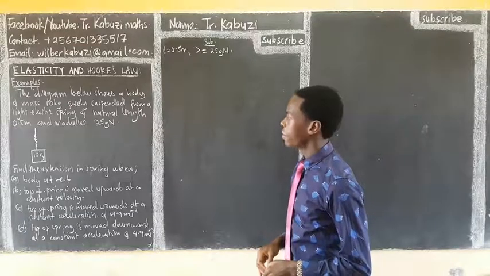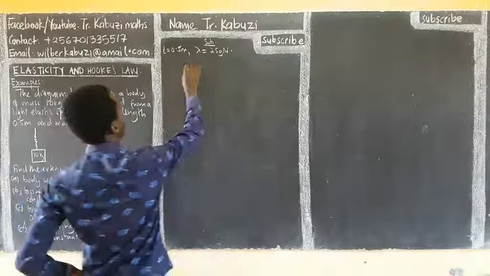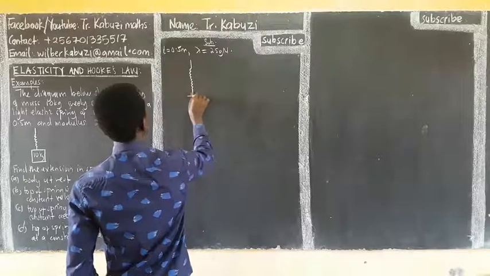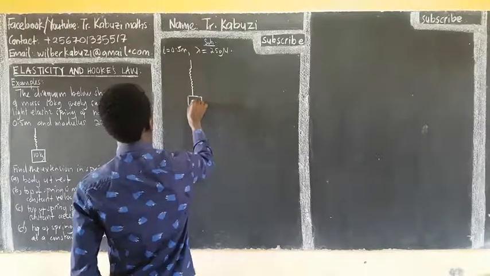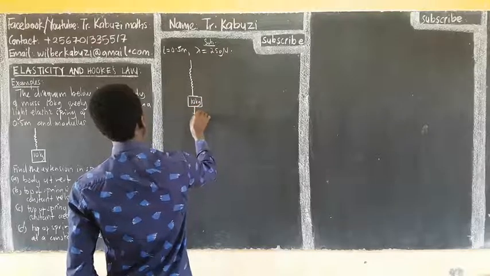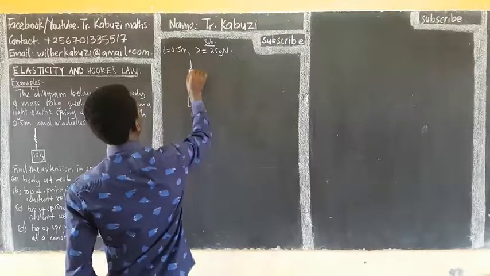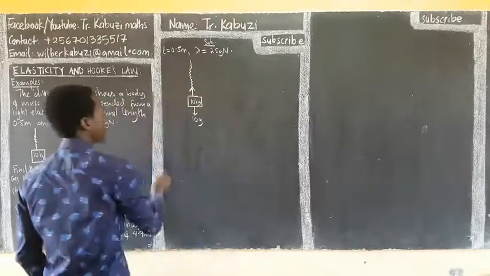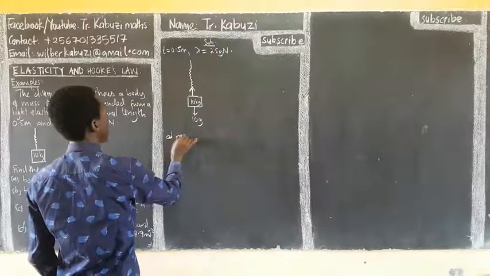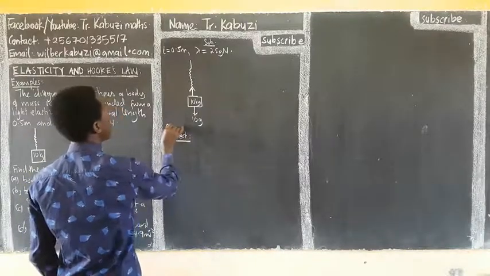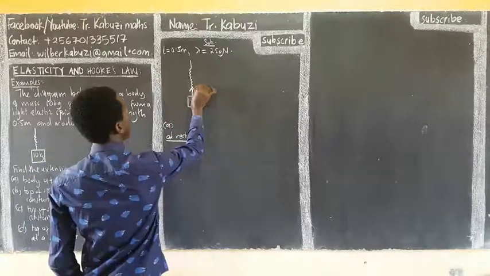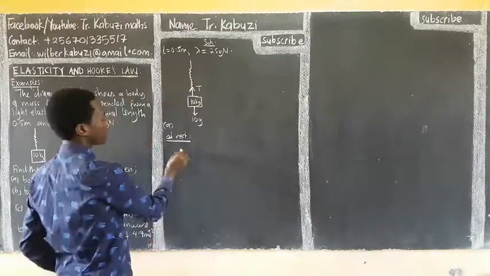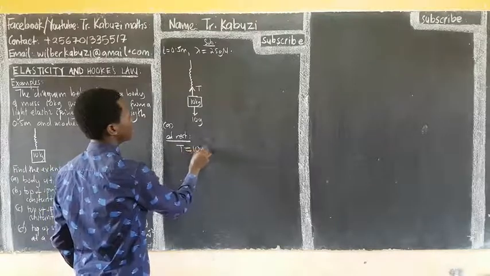the body is at rest. So in part A, this is the spring they are giving us. I'm going to have the 10 kilogram mass there. Of course, there is weight acting on it, which is 10g, and there is tension acting upwards. At rest means that the body is in equilibrium. It means that the tension pulling it up, the thrust, is going to be equal to 10g.